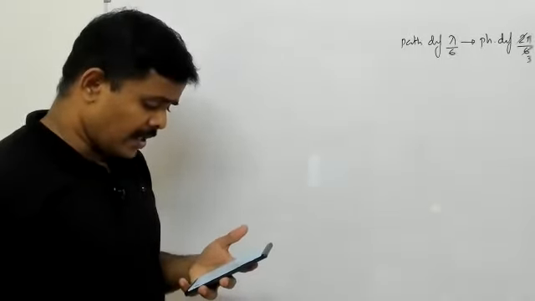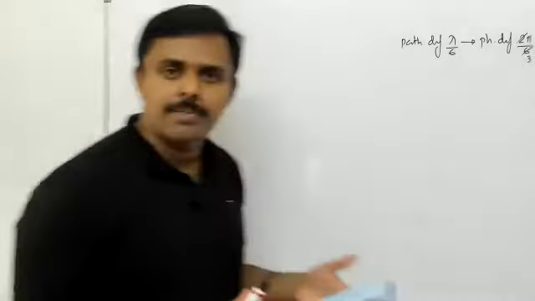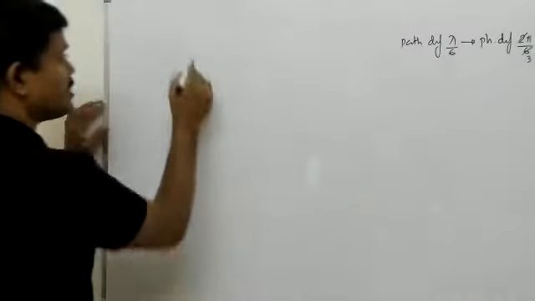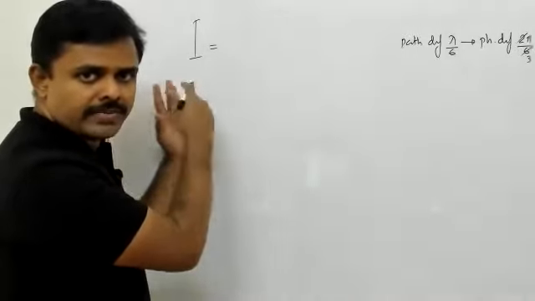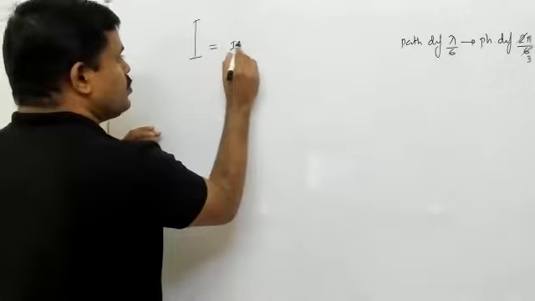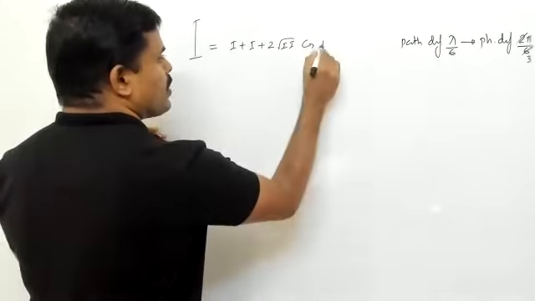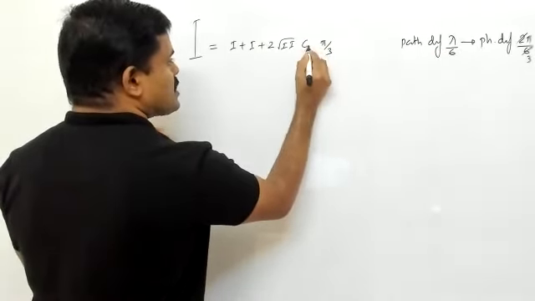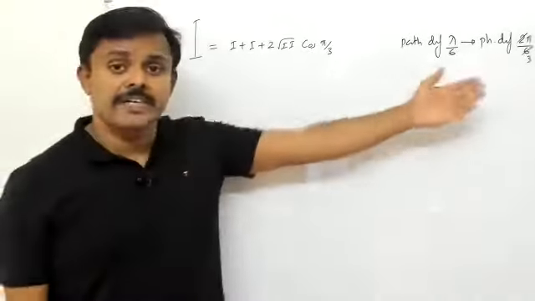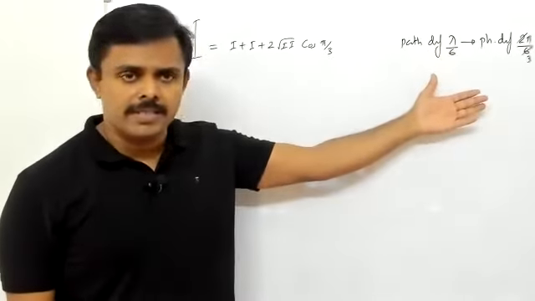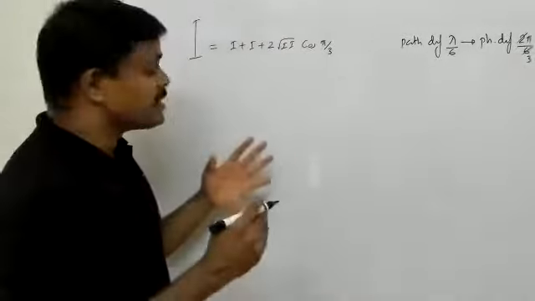Lambda being the wavelength, the intensity is I. If I0 denotes maximum intensity, then I by I0 is equal to what? In the first case, I is equal to I plus I plus 2 root I into I cos of pi by 3, because the phase difference is pi by 3. They haven't explicitly given it, but instead they have given the path difference lambda by 6, corresponding to which the phase difference is 2 pi by 6. So I'm finding the intensity at the first location.